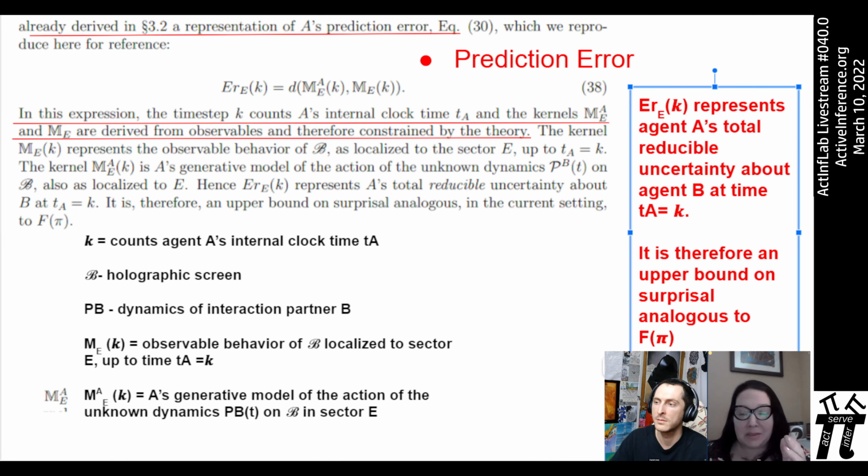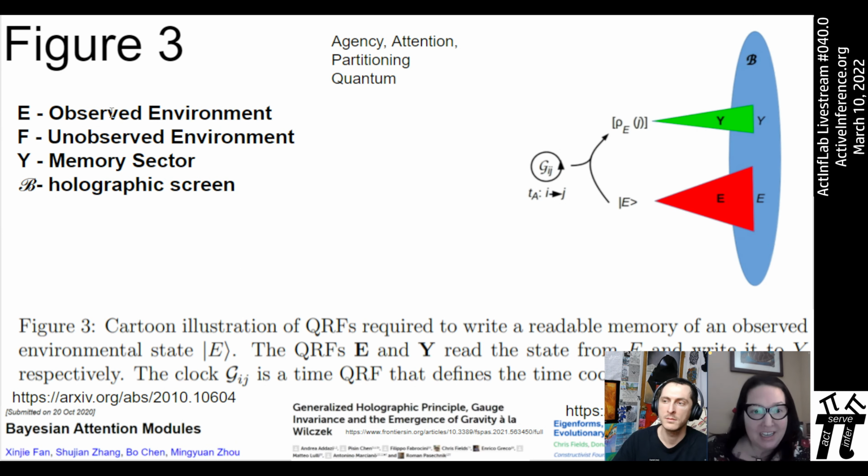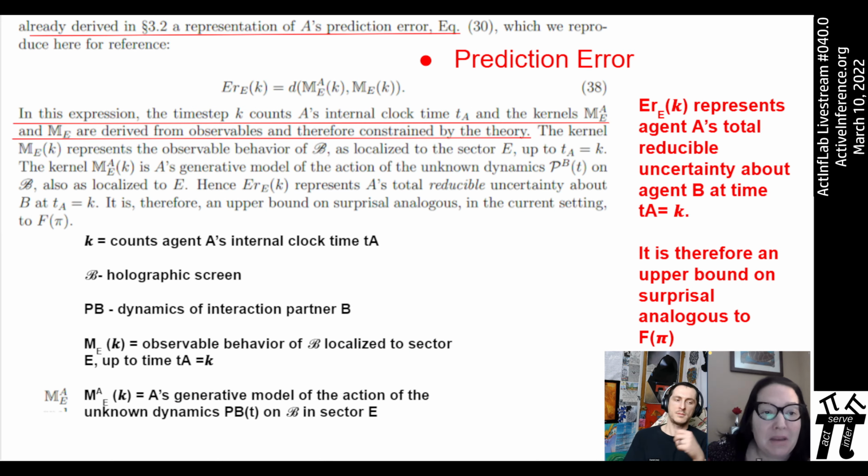So leading up into this point, E is the observed environment, just to connect it to the previous formalism. E is the observed environment. Here, this MAE is the agent A's generative model of the action of the unknown dynamics, PB, with respect to time, I think. On the Markov boundary holographic screen fancy B in sector E, the environment that we looked at before.